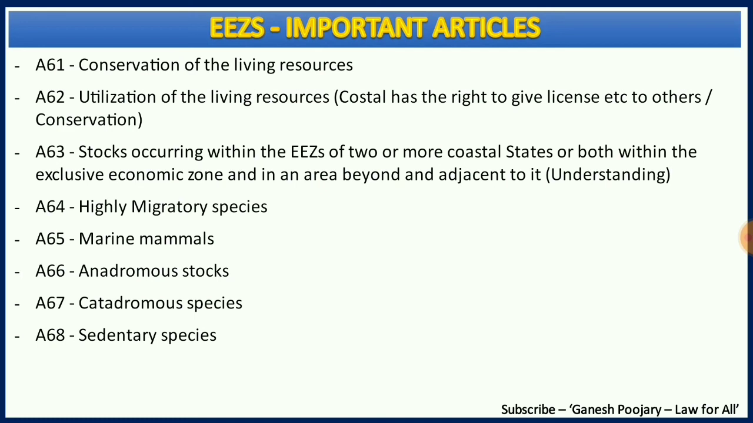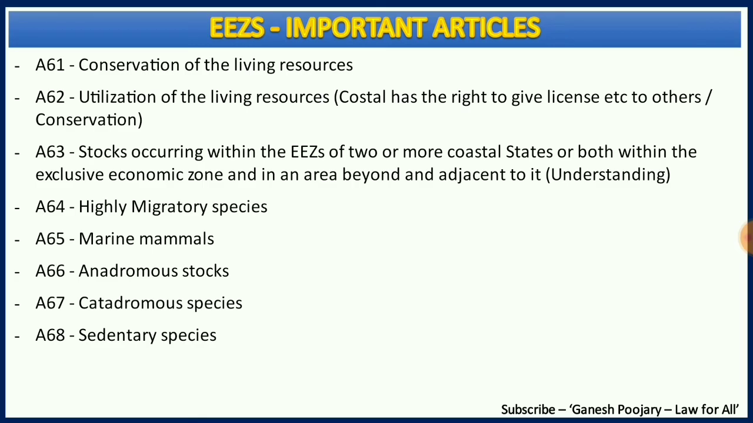And then comes Article 63, which discusses stocks occurring within the exclusive economic zones of two or more coastal states, or both within the exclusive economic zone and in an area beyond and adjacent to it. Here, if there are exclusive economic zones which are adjacent to each other, then there should be an understanding. On the basis of that only the activities will be continued.